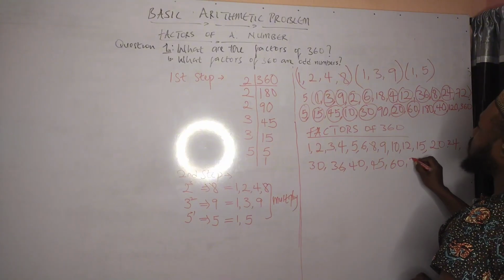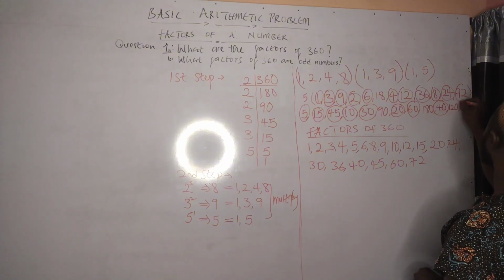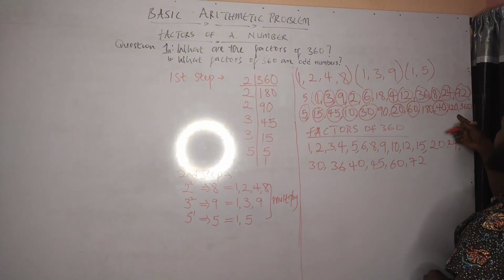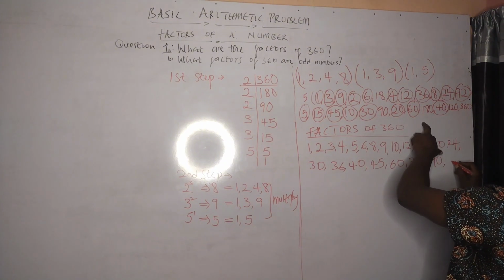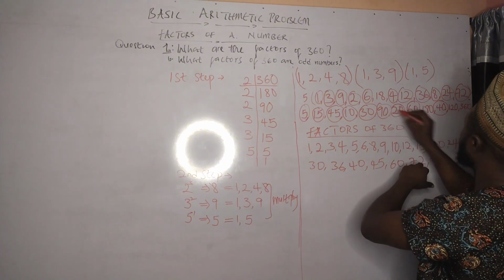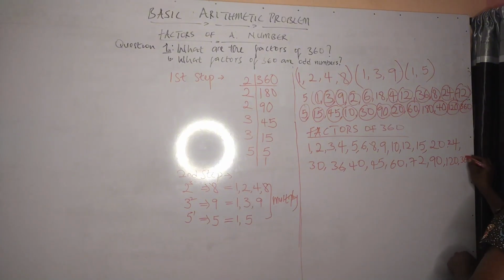We have 72. We have 120. No, we have 90. We have 90, 120, 360.